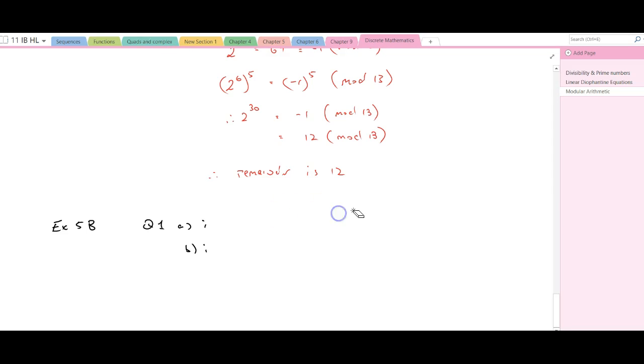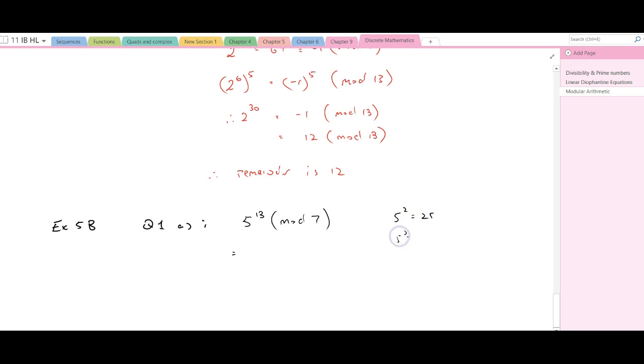Okay, so part 1 of A is 5 to the power of 13, and we want that in mod 7, and we want to know what the remainder is going to look like there. So we're looking now for powers of 5 that give us in mod 7 a small number. So 5 in mod 7 is 5. 5 squared in mod 7 is 25, which in mod 7 is 4, so that's not much good.